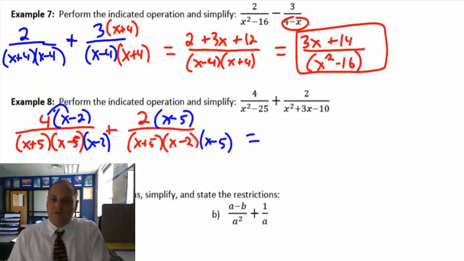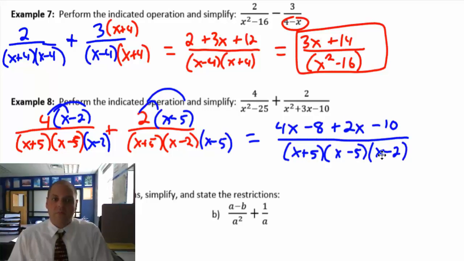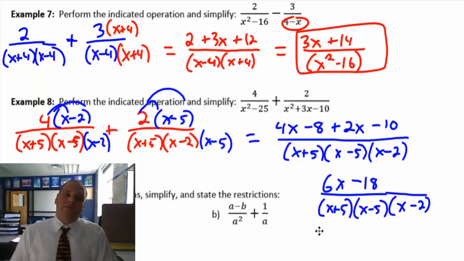What's that leave us with? Distribute. Leaves us with 4x minus 8 plus distribute 2x minus 10 over x plus 5, x minus 5, x minus 2. So that's 6x minus 18 over x plus 5, x minus 5, x minus 2. And we could take out a 6, but if we take out a 6, it's just going to be x minus 3, and there's no x minus 3 to reduce with, so we're just going to leave it 6x minus 18 over x plus 5, x minus 5, x minus 2.